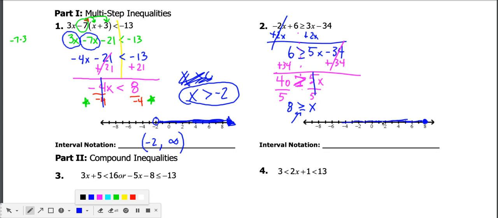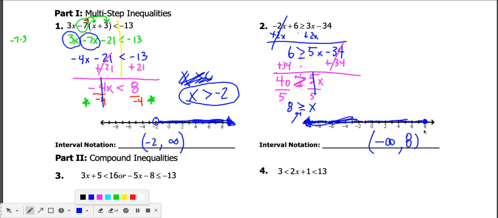Or you can think about the alligator mouth, which number it's chomping. All right, this is pretty sloppy because it's hard to draw on this thing, but you get the idea, shading it this way. All right, interval notation is to go from 8 to negative infinity, all right? And it will be in parentheses, right, like that.